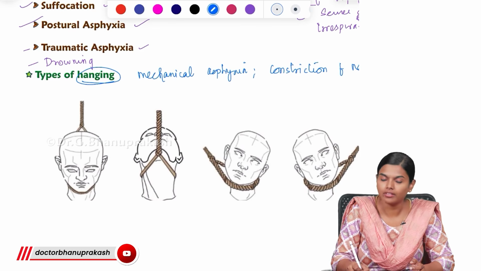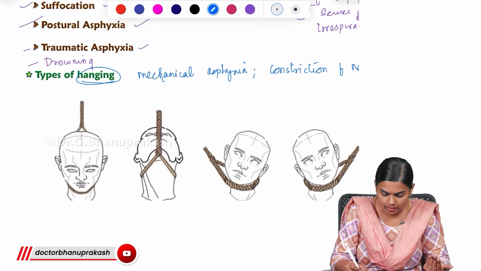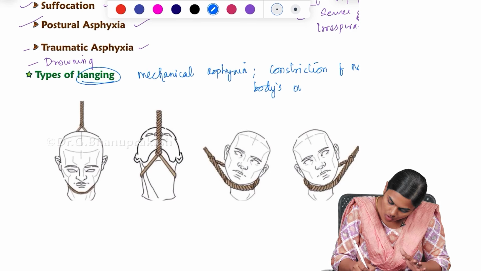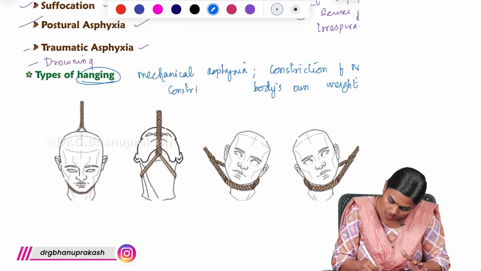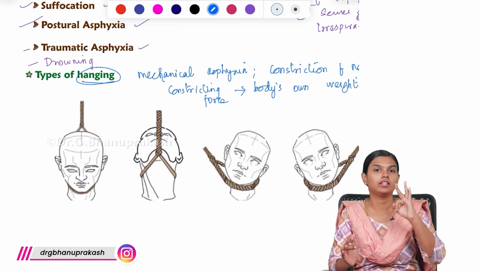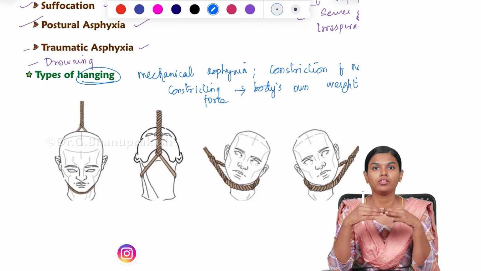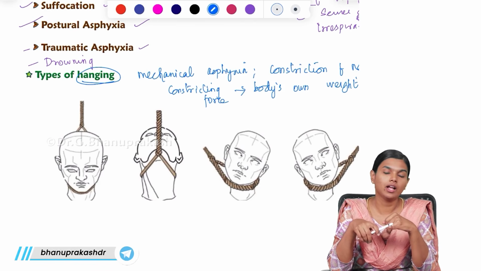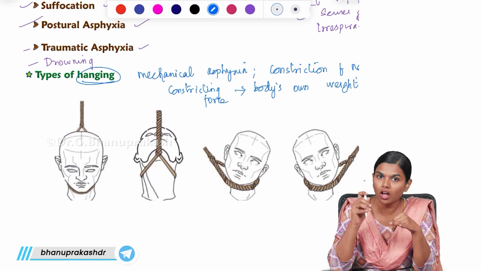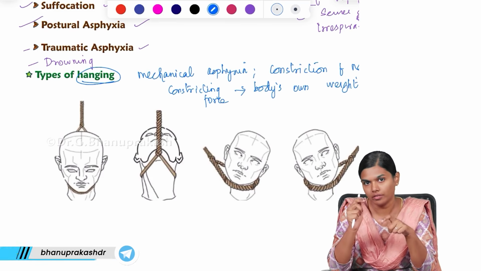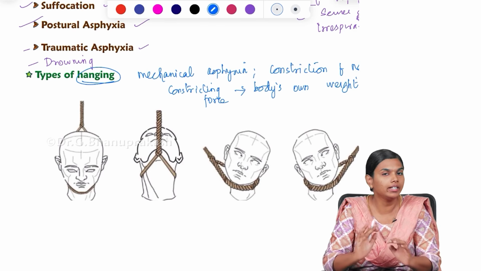So, you have to have a neck constriction, and that constricting force should be the body's own weight. These three things have to be fulfilled if you want to call something a hanging. So, it is a mechanical asphyxia that is caused by constriction around the neck, and that constricting force should be the body's own weight. If these three things are fulfilled, we call it a case of hanging.